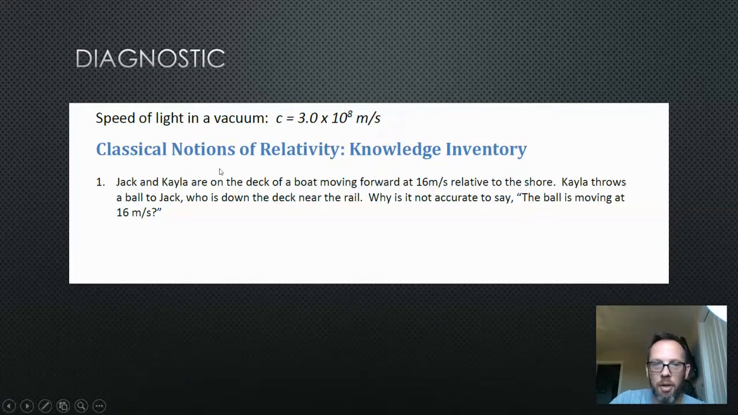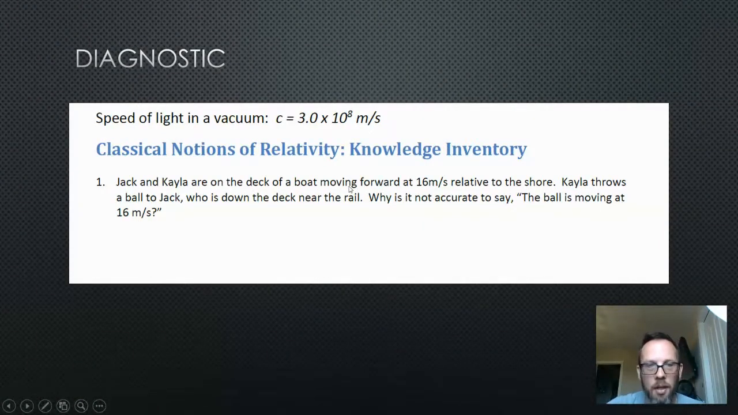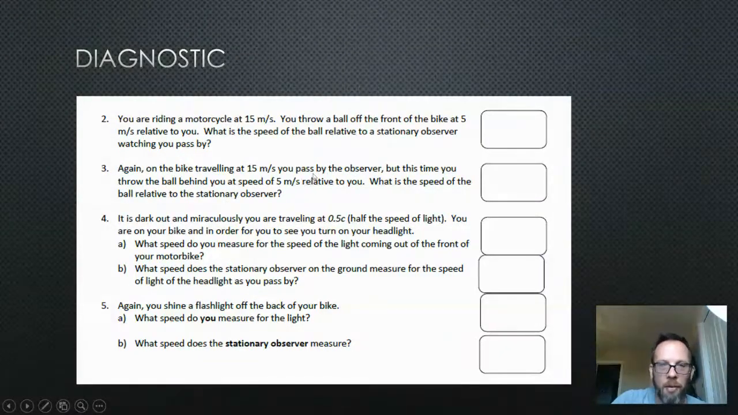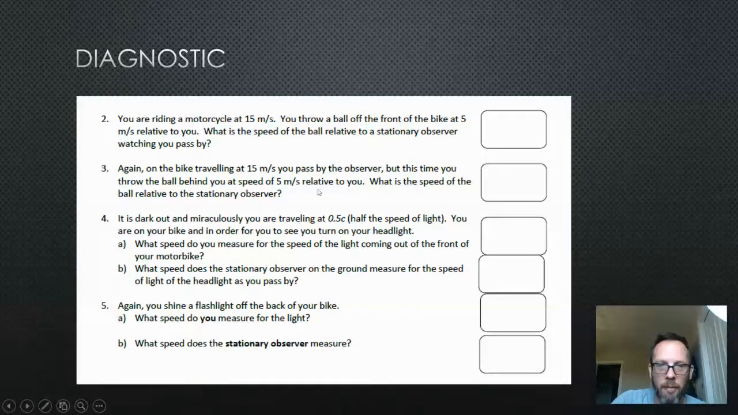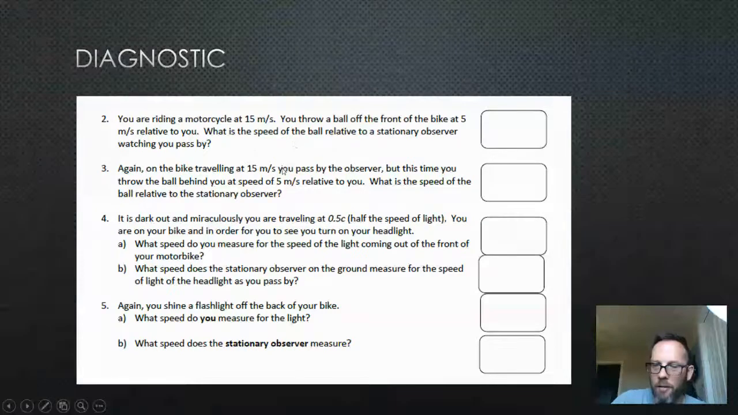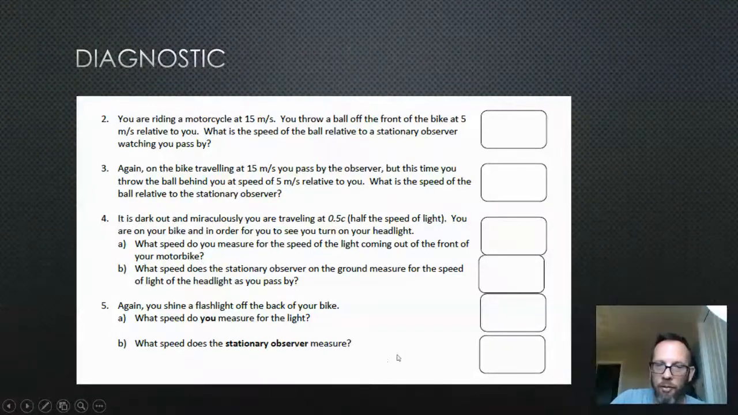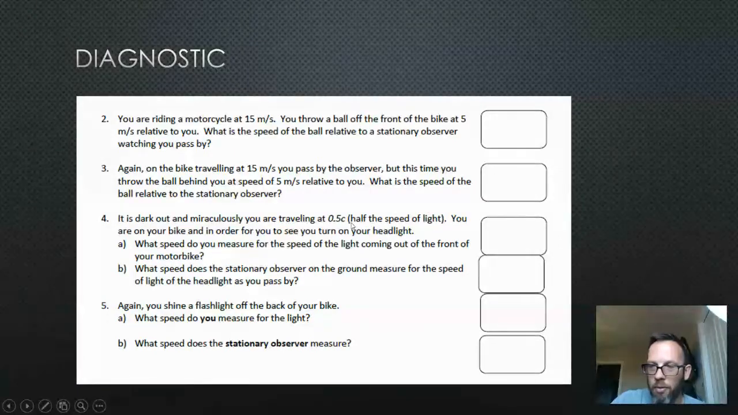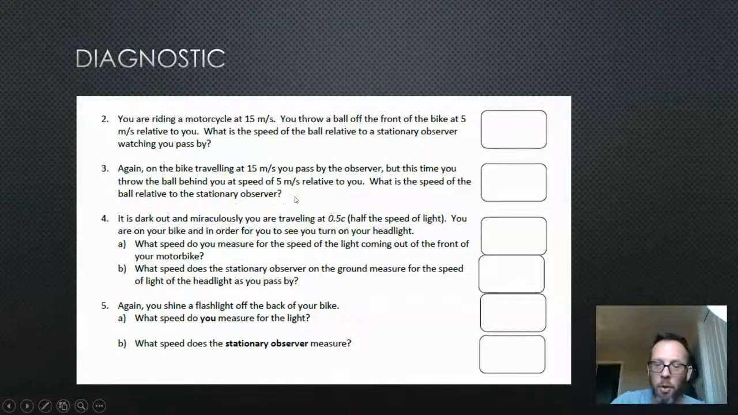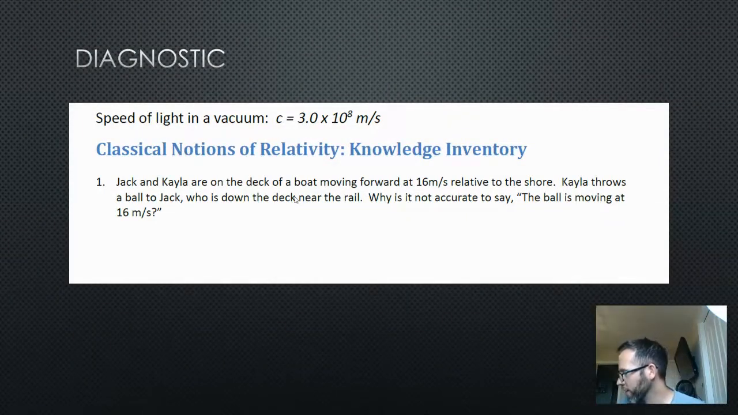In the first question, you're thinking about why it's not necessarily accurate to say that the ball is moving at 16 meters per second in this scenario. In these later questions, you're thinking about relative velocities. In 2 and 3, you're thinking about everyday speeds we'd be encountering in our normal lives. And in questions 4 and 5, you're thinking about relative velocities when those velocities are getting near or equal to the speed of light. So if you want to pause the video and try those, I'll get myself ready here, and we'll go over these.